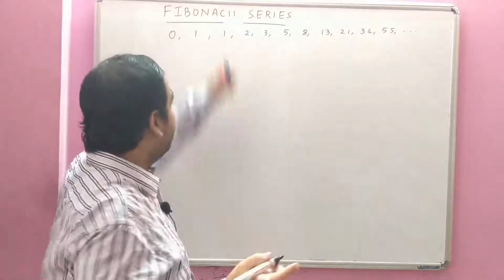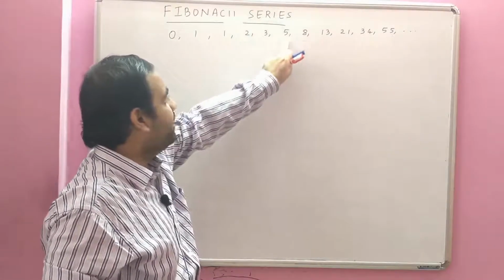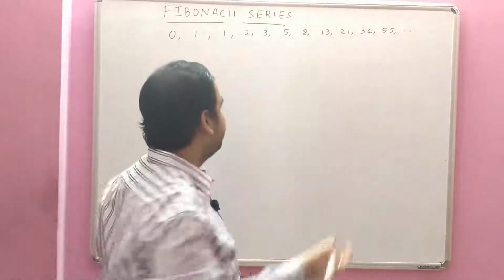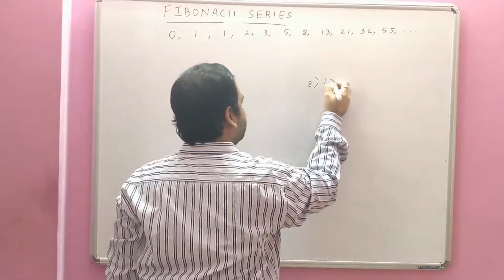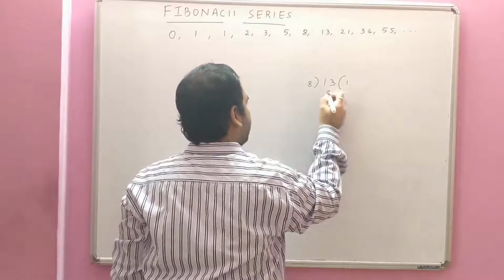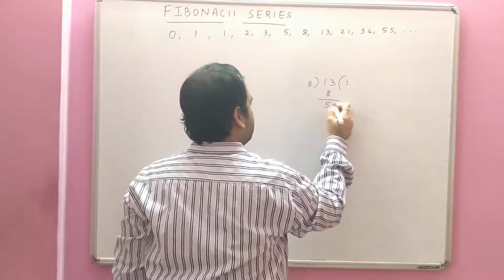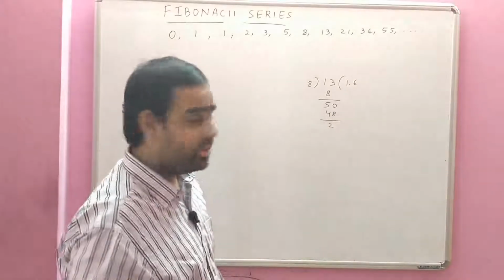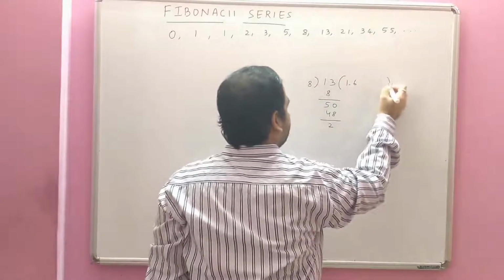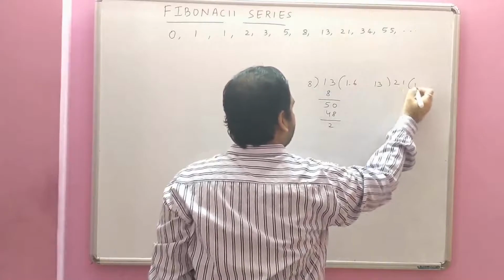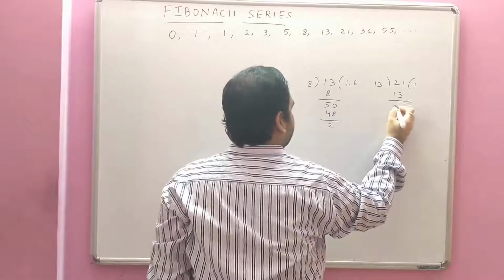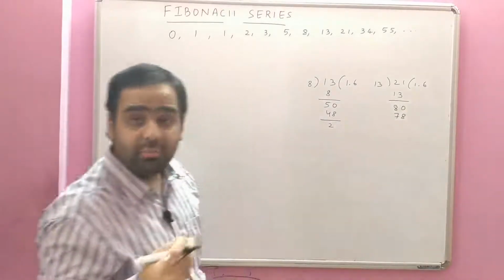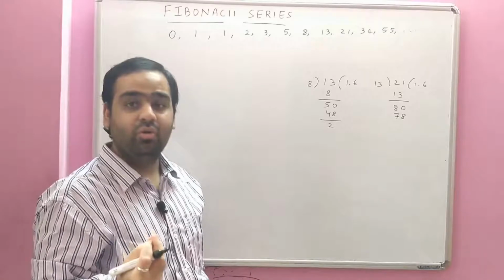If I take the division of 8 by 5, it is 1.6. 13 by 8 is approximately 1.6. Now if I take 21 by 13, it is also approximately 1.6. Now this 1.6 is called the golden ratio.